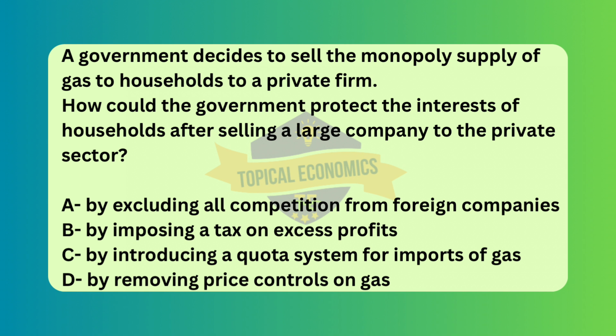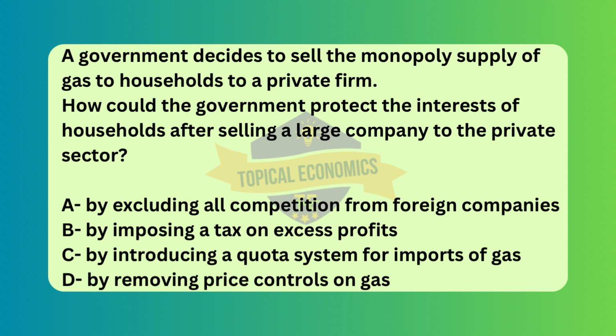When a government sells a monopoly, in this case, the gas supply, to a private firm, the firm might have the incentive to increase prices or reduce service quality in order to maximize profits. To prevent the firm from exploiting its monopoly power and taking advantage of consumers, the government can impose a tax on excess profits, also known as a windfall profits tax. This is a way to prevent the firm from charging excessively high prices or making too much profit at the expense of consumers. The other options are less effective or might not protect consumers in the long run.